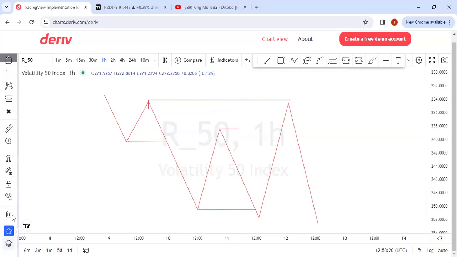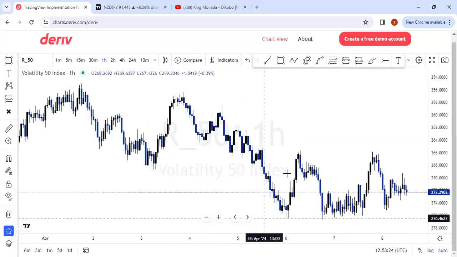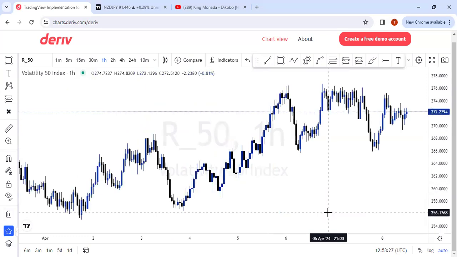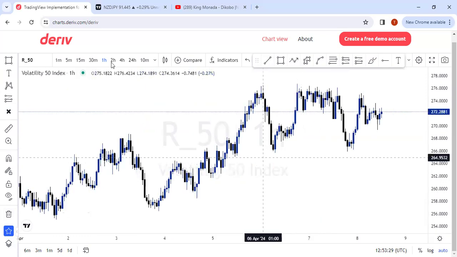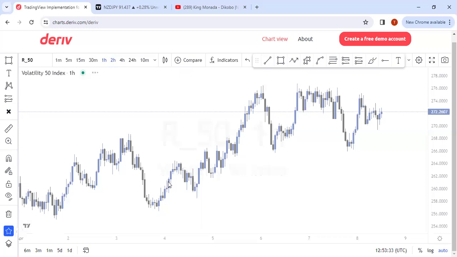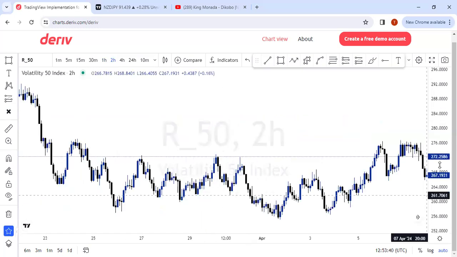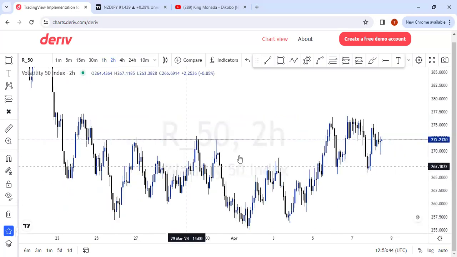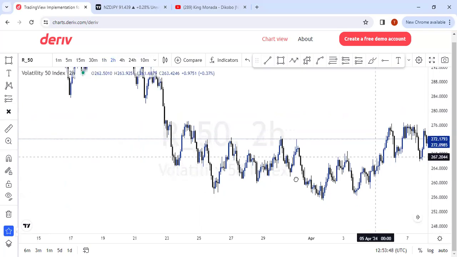So now let's visit our real examples. Let's try to analyze the real market, guys. Firstly, I'm going to start with volatility 50s here. The very first thing that you should do is identify the trend. As you can see, the market is moving in a downtrend.